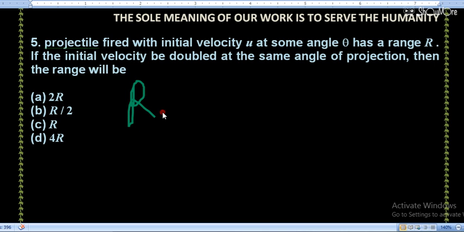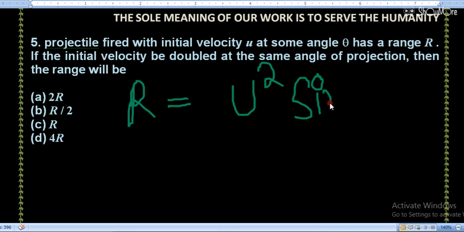the range is basically equal to u square sine 2 theta divided by g, as per my knowledge. If any doubt is there, any clarification is required, then you can go to the projectile topic. So it will be sine 2 theta by g.